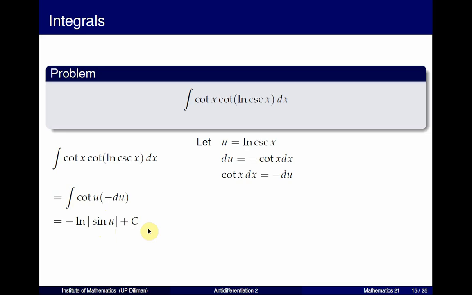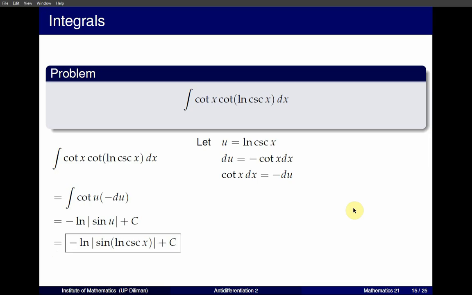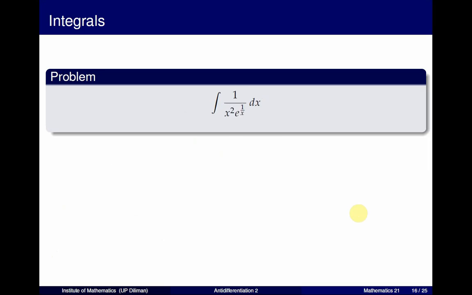Finally, what is our final step? That's right. We will substitute back into x using the substitution rule. So our final answer will be negative ln of sine of ln of cosecant x plus c. Okay, let's take a moment to digest the solution. Ready? Let's move on to the next problem.